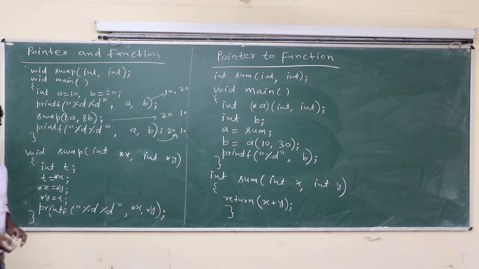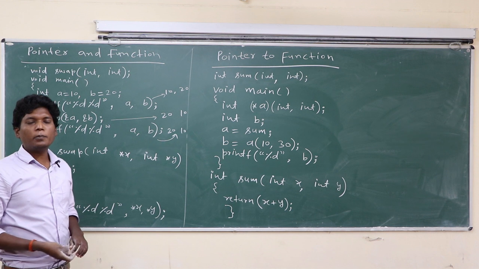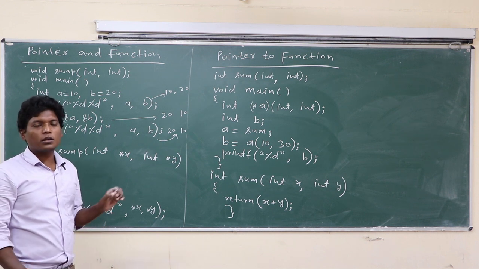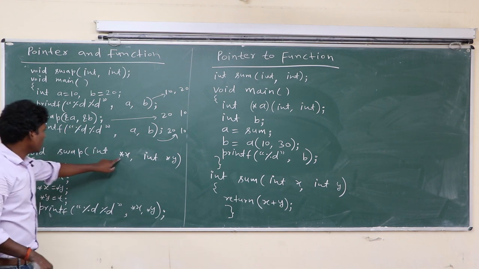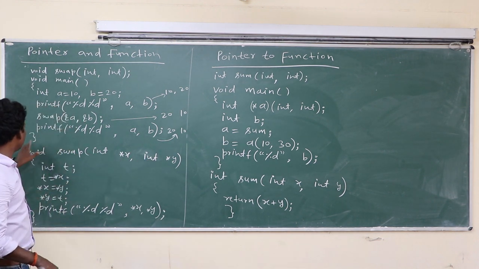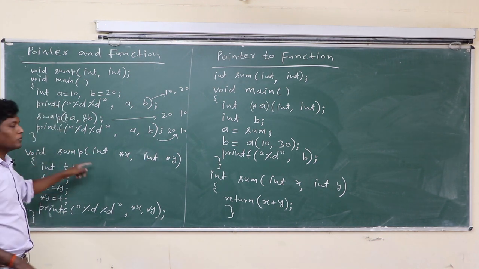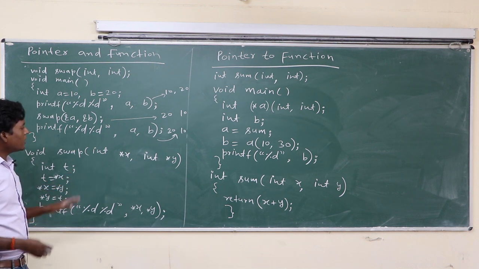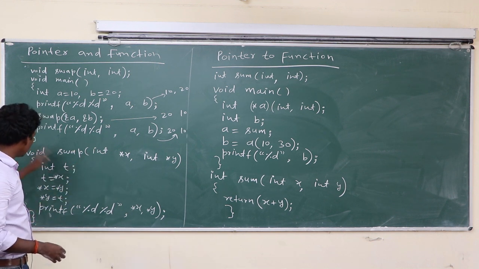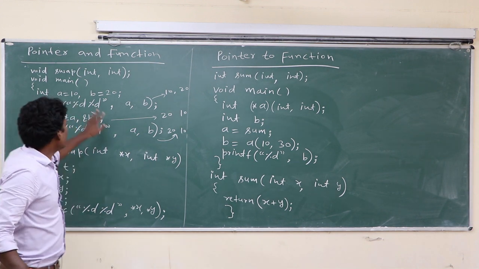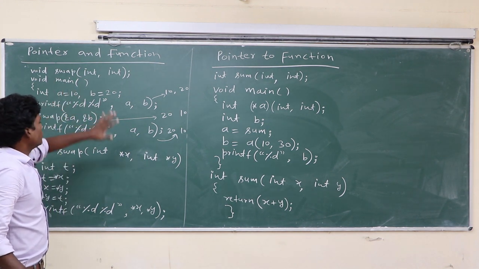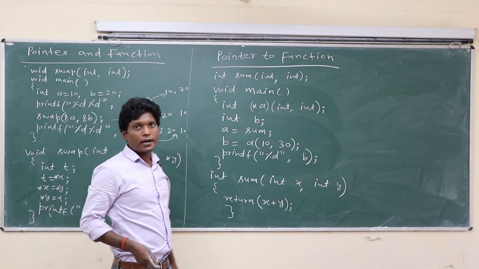So class, here you can see we have implemented the concept of both pointers and functions. Here is the concept of pointer, and we call the function also. So we swap the two numbers using a function and using pointers. So this is the problem of pointer and function, the implementation of pointer and function.